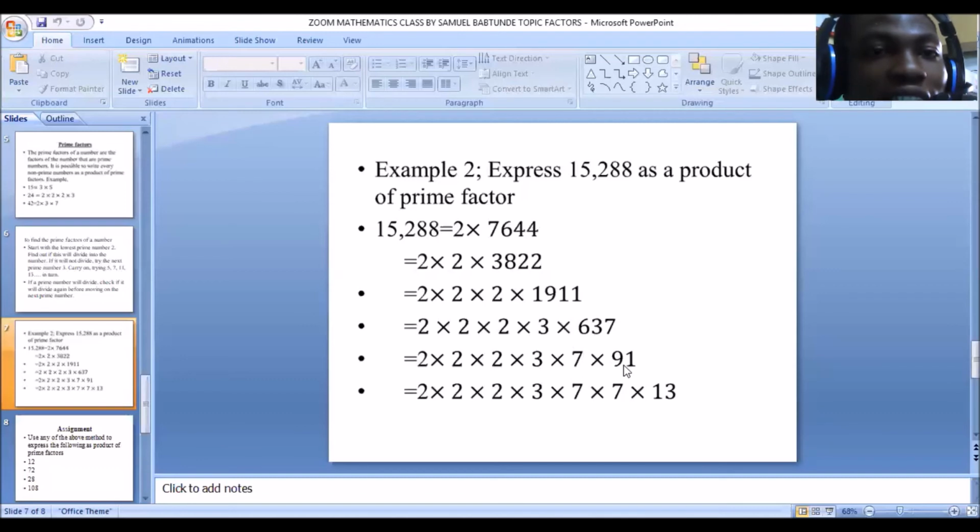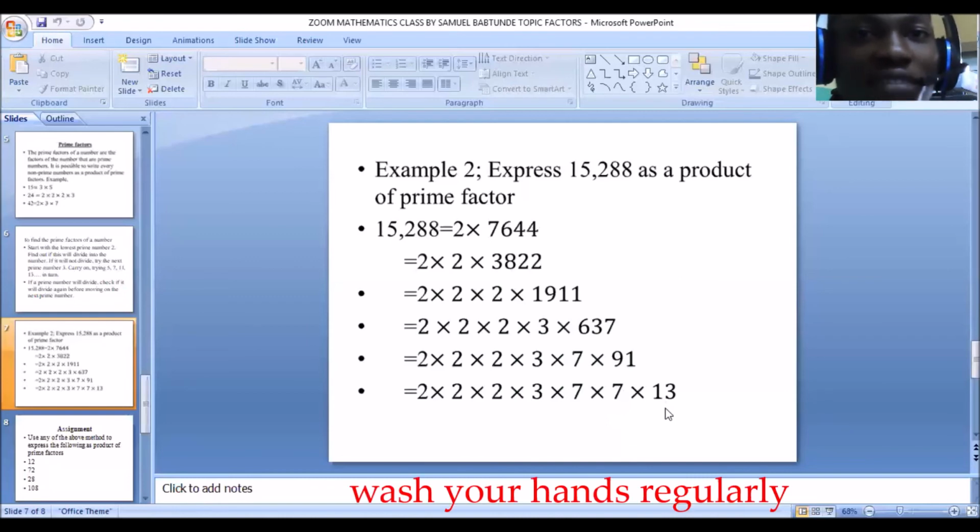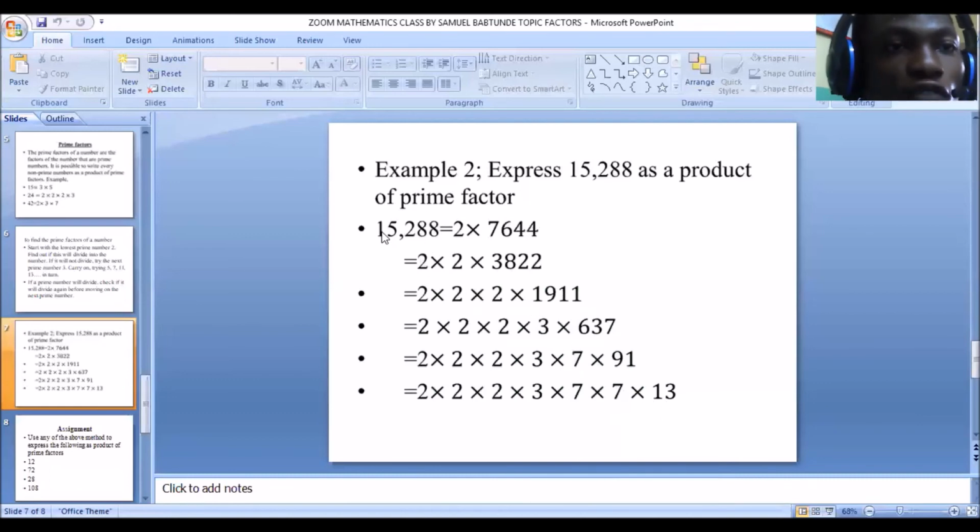Now I come to 91 again. Can 7 go into 91? Yes, 7 will go into 91, 13 times. I put it. Now, can 7 go into 13? No, I can't put 7 because 7 cannot go into 13. So I move to my next prime number, 11. Can 11 go into 13? No. I move to my next prime number, 13. And can 13 go into 13? Yes. And that is why I pick this 13. So you see now that the prime factors of 15,288 are 2, 3, 7, and 13.